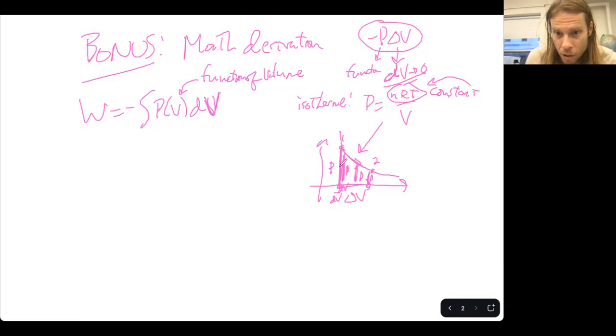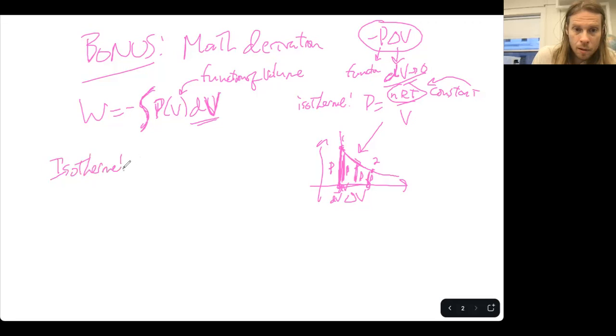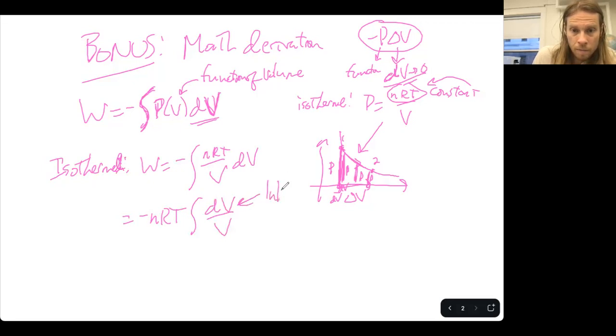So the point is, we take a pressure times an infinitesimally small delta V, and we add them up. That's called an integral. We take the sum, this big S is sum, of the pressure at any given point times its delta V going to 0, which we call the differential dV. Isn't that cool? So for isothermal, work is negative integral of nRT over V dV. nRT is constant, so it comes out. So we get negative nRT times the integral of dV over V, and this is the natural log of V.